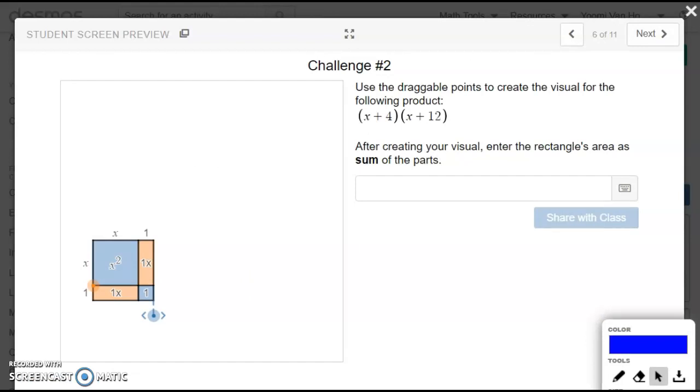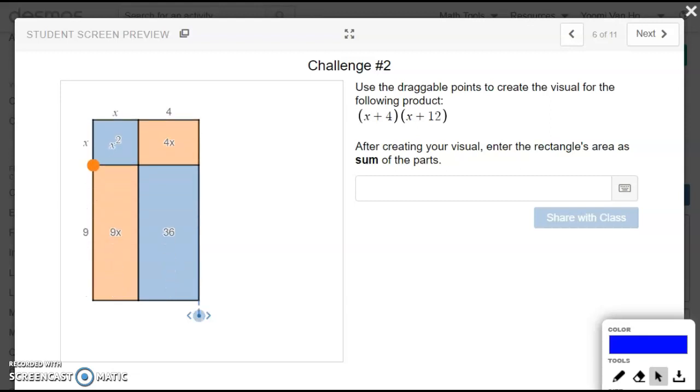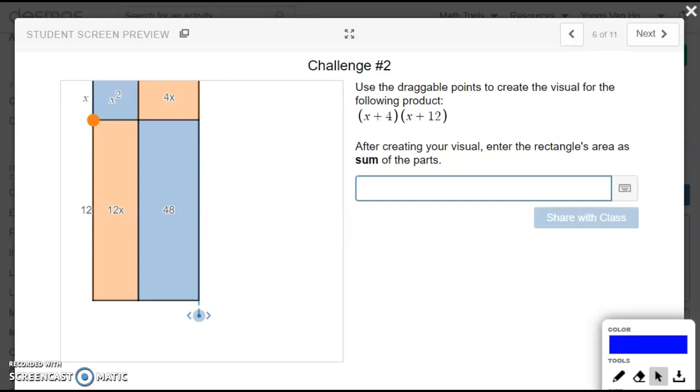Alright, then use the draggable points to create a visual for x plus 4 multiplied by x plus 12. Well, we have the x plus 4, so I need to make this into 4. And x plus 12, so I need to make this into 12. There we go. After creating the visual, enter the rectangle's area as the sum of its parts. So that's going to be x squared plus 4x plus 12x plus 48.